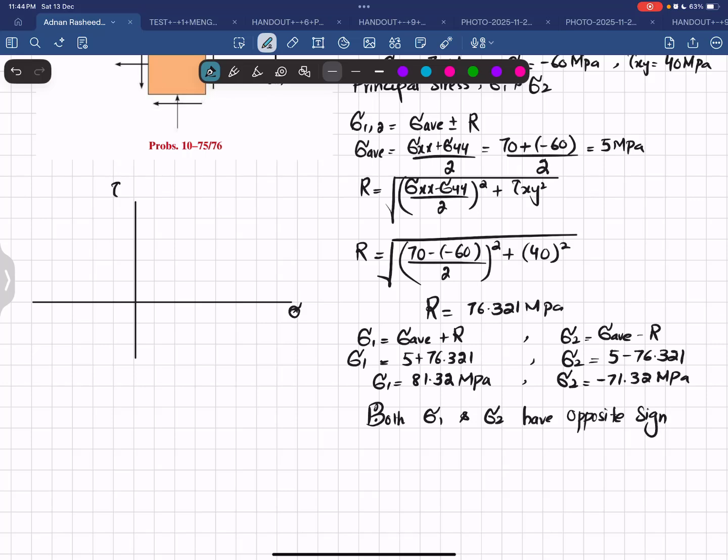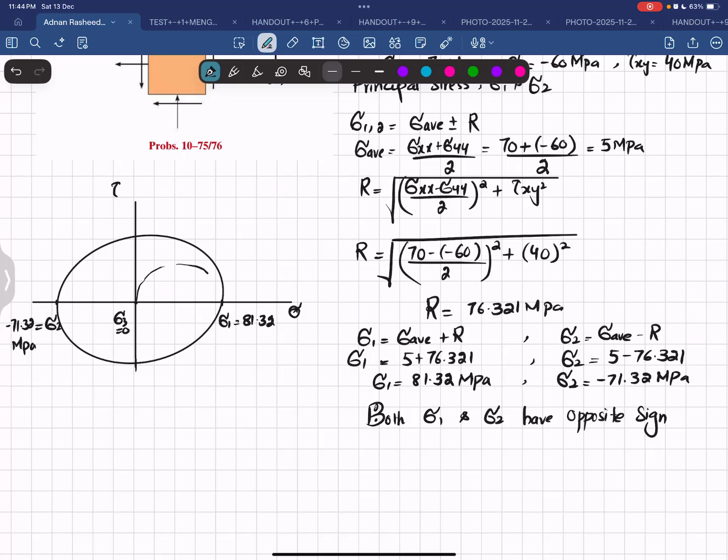So if I draw it on this principal axis, let's say this is sigma 1, which is equal to 81.32 megapascal, and this is sigma 2, which is equal to minus 71.32 megapascal. If I draw a Mohr circle between these 2 points, it will be like that. It will be a pure circle, but here I do not have any tools to make this. So this is the circle, and at this point you have sigma 3 is equal to 0.